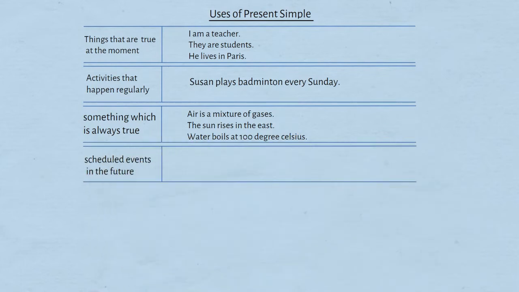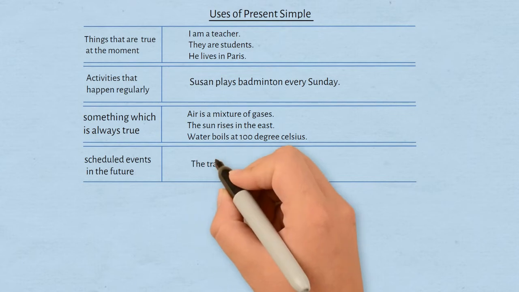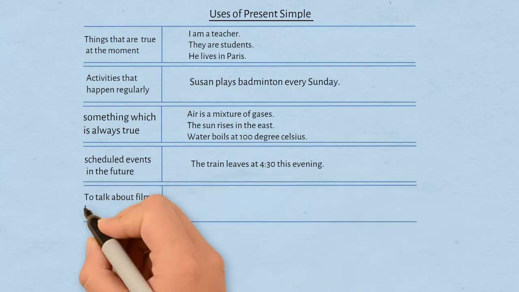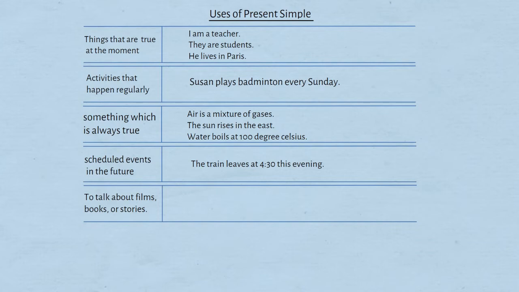We can also use this verb tense to talk about the scheduled events in the future. Example, the train leaves at 4:30 in the evening. Though we are talking about the future, still we can use the present simple tense in such cases. We also use this tense to talk about films, books, stories. Example, at the end of the story, the boy finds the treasure.